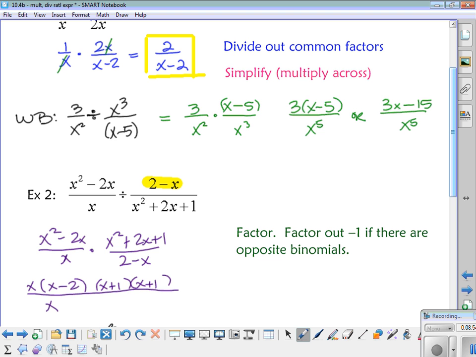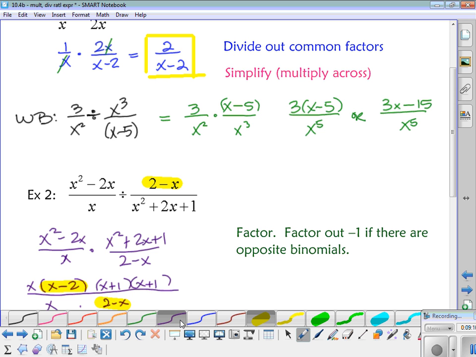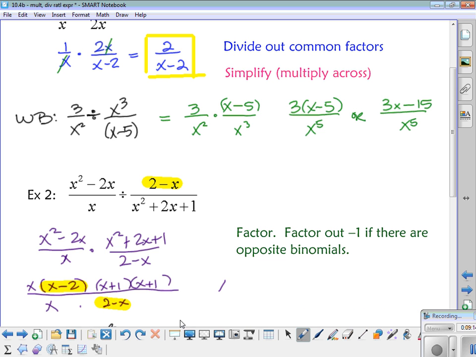On the bottom I have an x, and I have a 2 minus x. So I can see that I've got an x minus 2 and a 2 minus x. So what I'll do is I'm going to go ahead and take out the negative 1 on the bottom. So I've got x minus 2, x plus 1, x plus 1. On the bottom I'm going to have x times negative 1 times x minus 2.